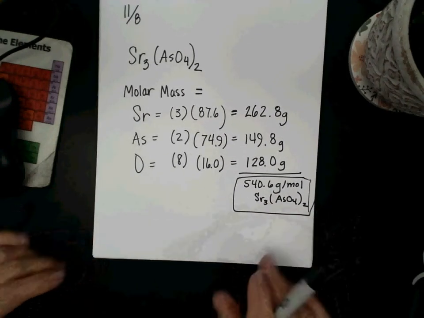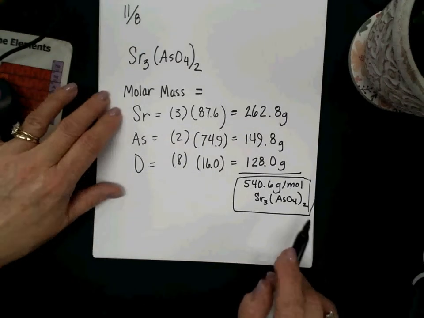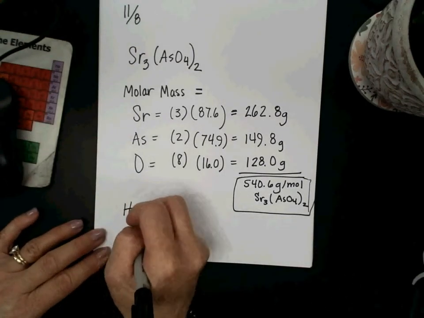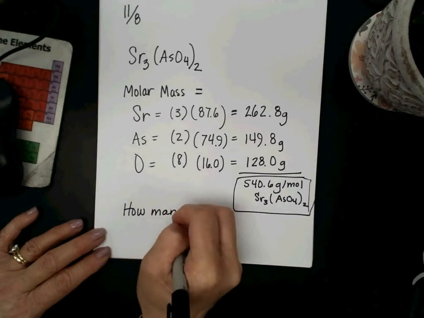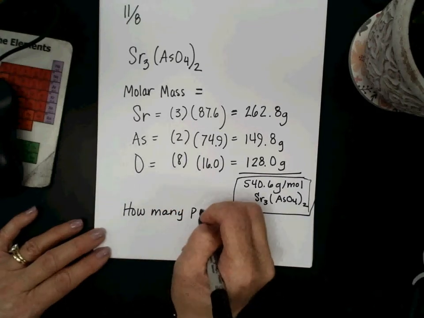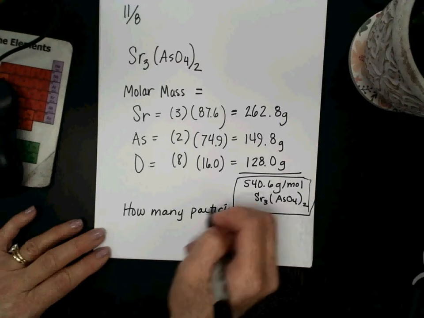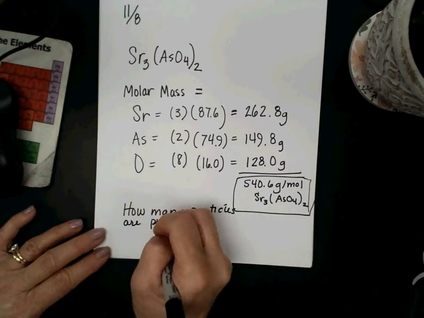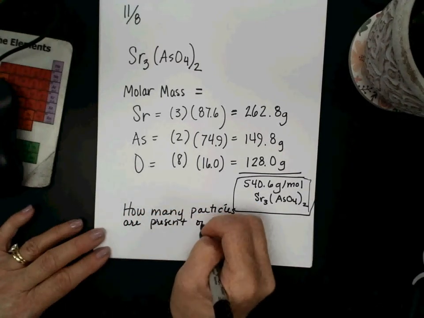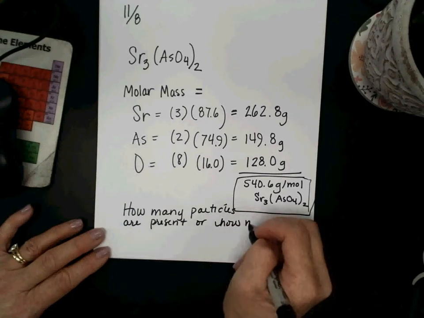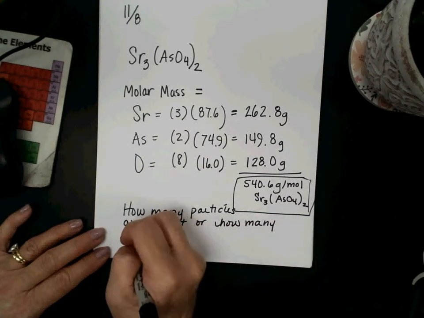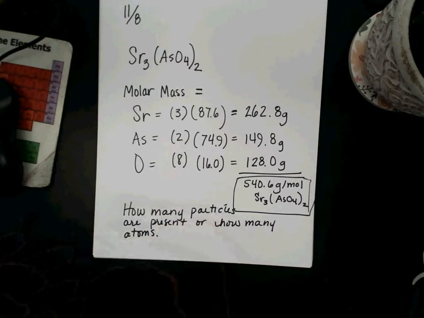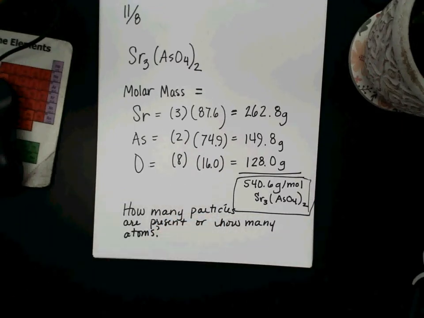Now, I could also say to you about this particular compound, how many particles are present, or how many atoms. Sometimes it's worded like that. How would you go about figuring that out, do you think? If I just want to know the total number of atoms in that formula, or the total number of particles in that formula.